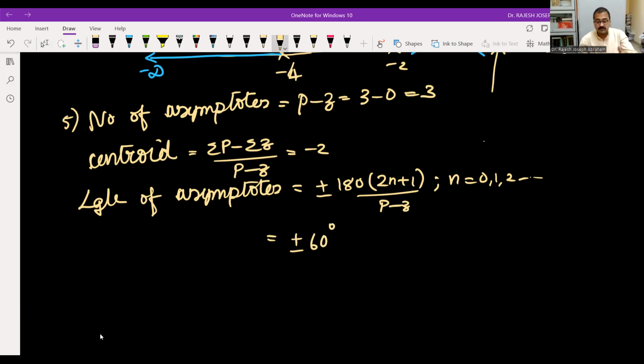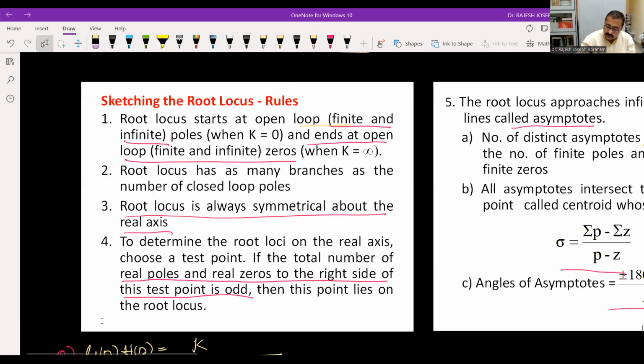Then we have a third asymptote as well. So how to find the third angle of asymptote? You put n equal to 1 here. Take the positive value. So 3 and 3 get cancelled. It becomes plus 180 degrees. So we had 3 asymptotes, and we have found 3 asymptotic angles. Okay, what next?